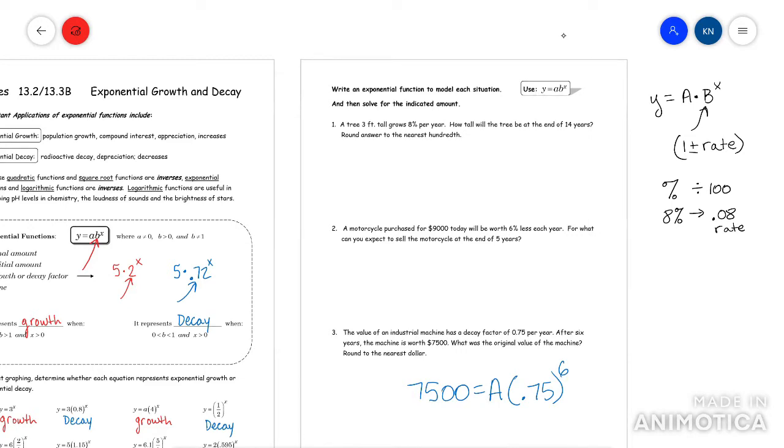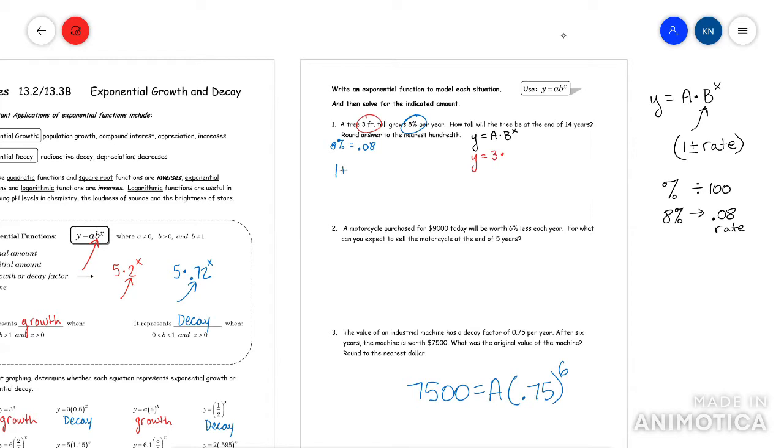So look at this first one. A tree 3 feet tall grows 8% every year. How tall will it be after 14 years? All right, well, it's growing, so it's growth. And so you use this equation, a times b to the x. A is your starting amount, so it started 3 feet tall. So y equals 3 times. Now, the tricky part is the rate. It says 8% per year, and it's growing. So first you got to get 8% to a decimal. That's 0.08. You just divide by 100.